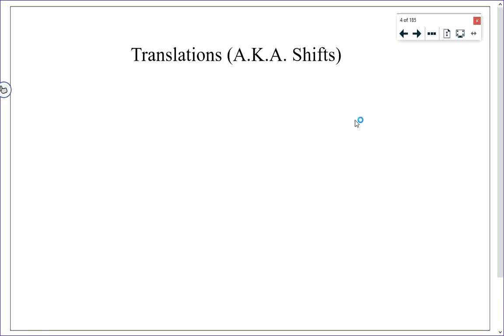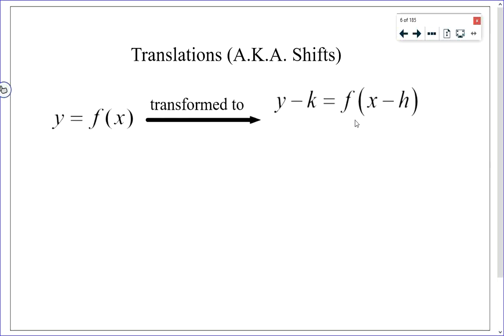A translation is a shift of a point or an entire function left or right and/or up or down. What happens is in the function we create a translation by changing the function y equals f of x to y minus k equals f of x minus h. So we have a replacement for x: x is replaced with x minus h, and y is replaced with y minus k. However, we typically don't write y minus k equals f of x minus h. What we typically write is y equals f of x minus h plus k.